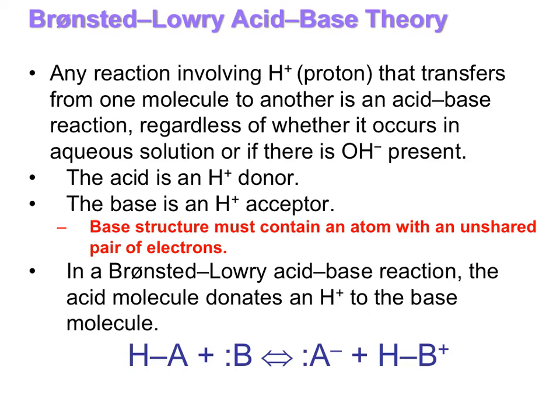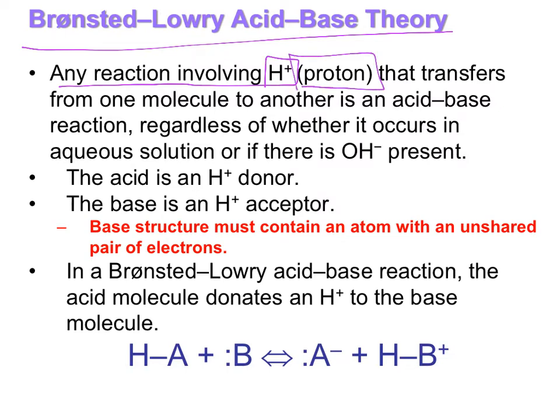And you probably learned a very, very general version of this in Chem 1. But we actually use the Bronsted-Lowry definition for acid-base theory. So the Bronsted-Lowry acid-base theory is that any reaction involving H+, meaning this is something we call a proton, that transfers from one molecule to another is an acid-base reaction. So this is the main requirement. You have to have a proton being transferred from one thing to another.